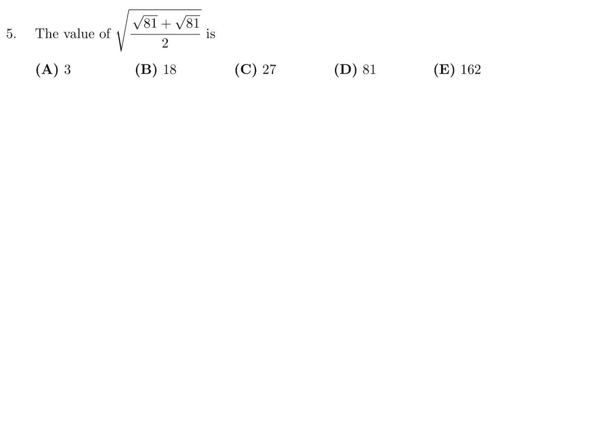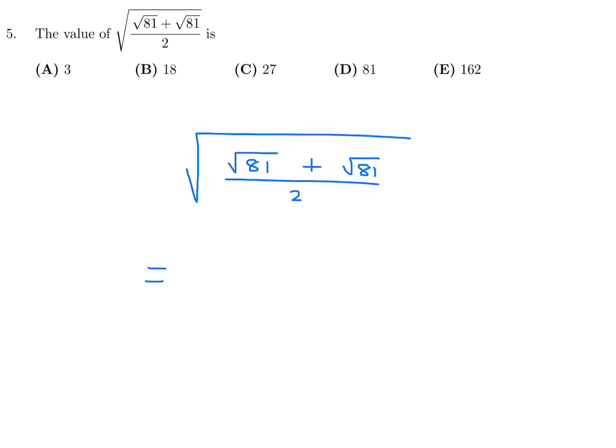The value of this is, well, we have 2 big square roots, and then we have an even bigger one. So those are obviously just 9, right? Square root of 81. So then we have 9 plus 9, which is 18. 18 divided by 2 is 9. So that just leaves me with root 9, and that is 3. So number 5, the answer is A.